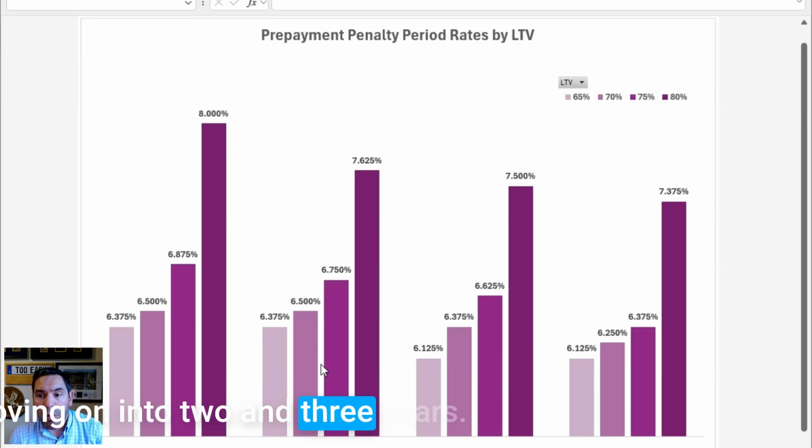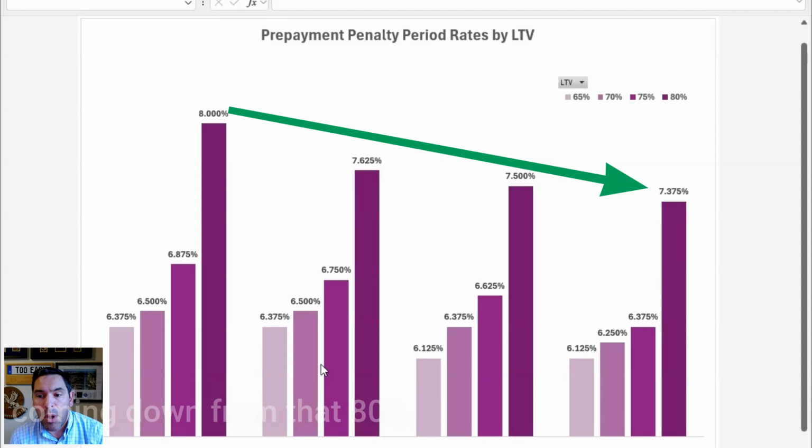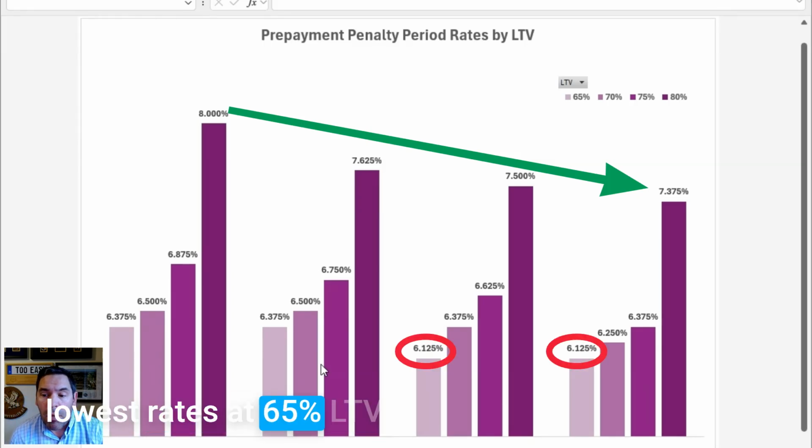Moving on into 2 and 3 years, you also see that the rates are coming down from that 80%. So the lender is giving you a better rate at that point because you've agreed to that prepayment penalty period. However, you also see the lowest rates at 65% LTV that are offered there.